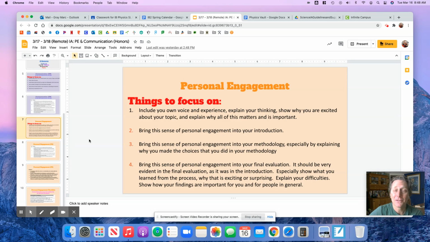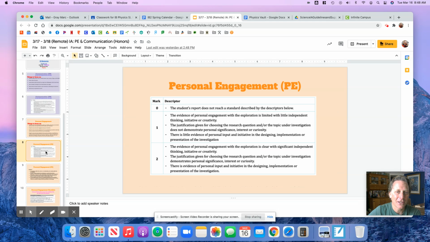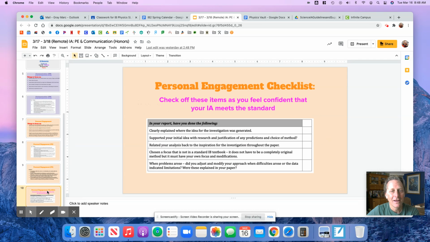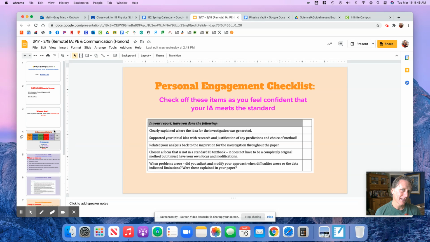So some people struggle with that idea, but really think about this: it's your baby. You've made this whole thing from the very beginning. Show everybody why you're excited about that. Show people how you learned from that. So here's the checklist for personal engagement. Not quite as many points, but still it's a really good narrative, ties everything together. Then here's some basic guidance right here. Okay, so you can go through the guidance and just notice, did you do those things? And here's a checklist at the bottom right here. Again, did you do these things too? Okay, so that's going to be our focus today, just really focusing on those parts of the lab.